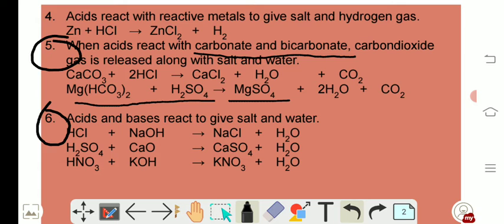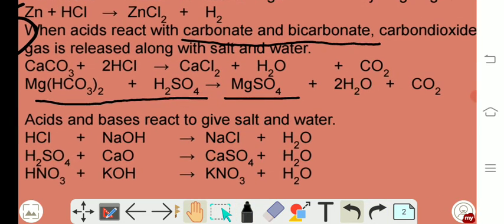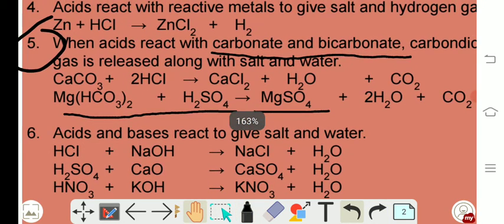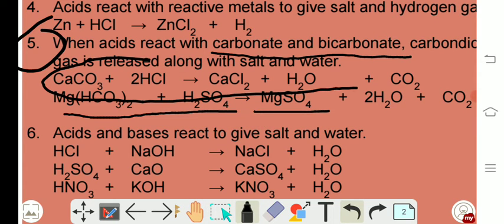In number 5, this first reaction is very important. Calcium carbonate when reacting with hydrochloric acid gives CaCl2 plus water plus carbon dioxide. This is a very important chemical reaction. You have to practice it a lot.